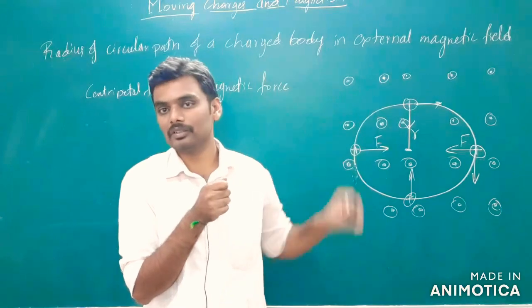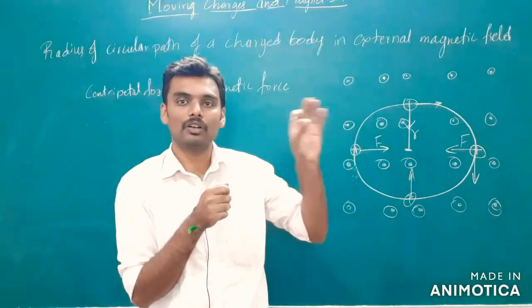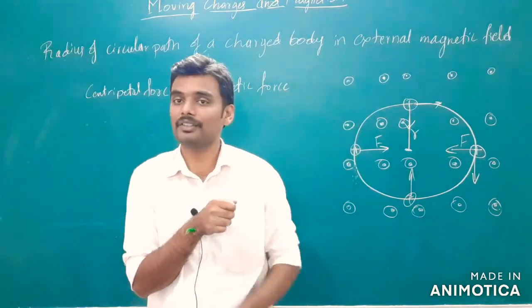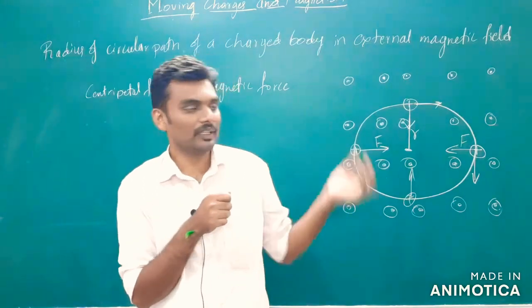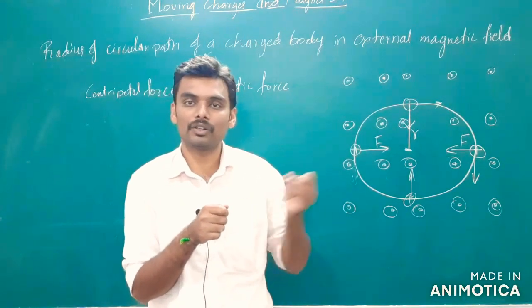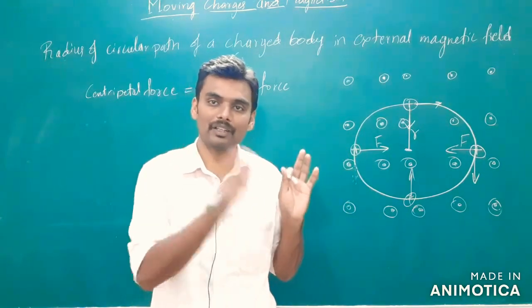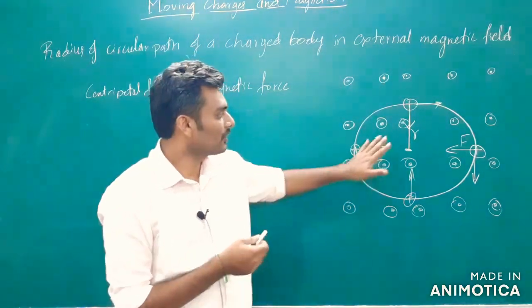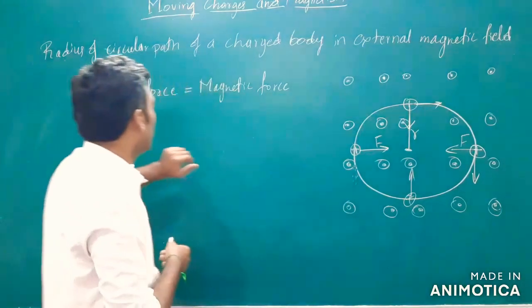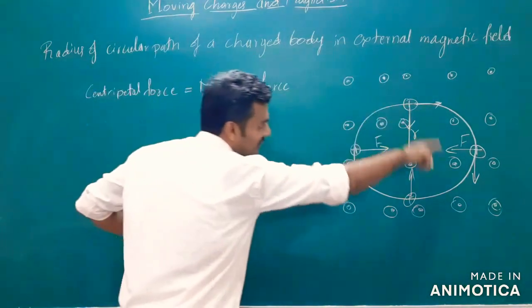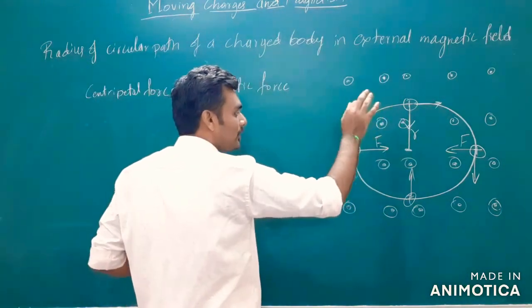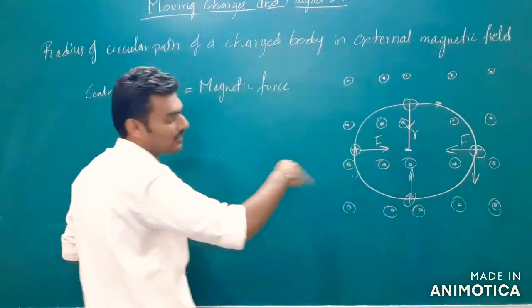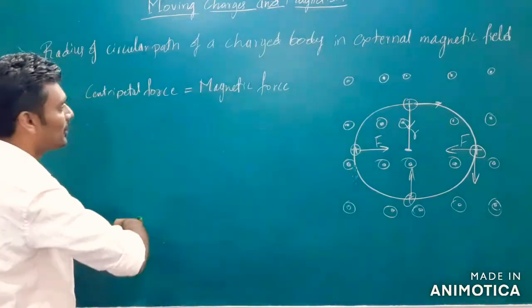It is simply keeping the body in the path, but it's not doing any work. If it had done any work, its speed should have increased, right? Now this is not the situation. Nowhere is the speed increasing, so the work done by a magnetic force is always 0. This is the physical reason you can interpret.